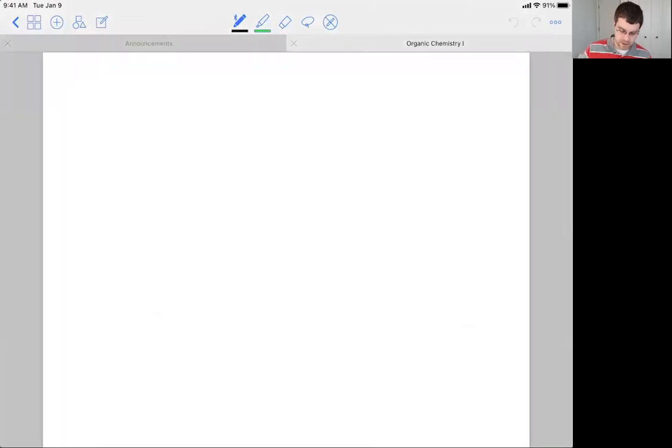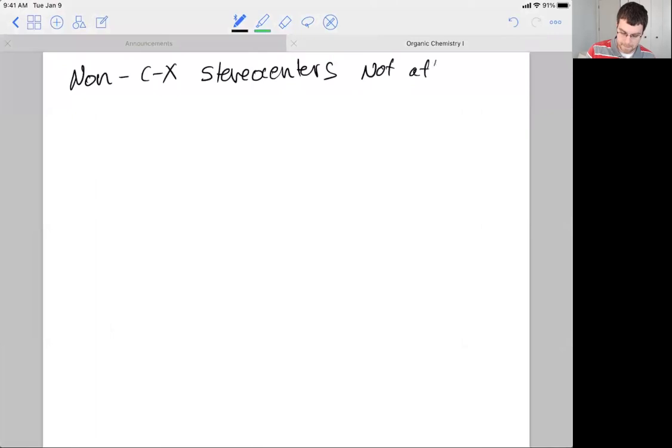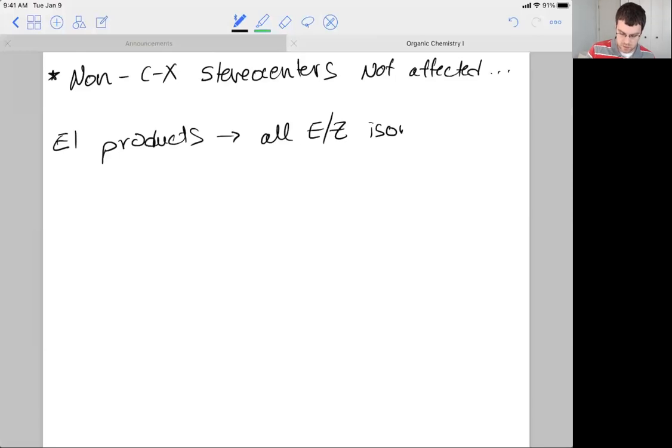Now, this doesn't affect stereocenters that are not part of the halogen. And we'll look at examples of that in future lectures, but I'll just mention that now. But what about the E1 products? Okay, here what we want to draw is all E or Z isomers, because you form all E or Z isomers.